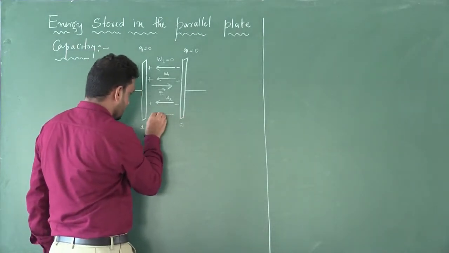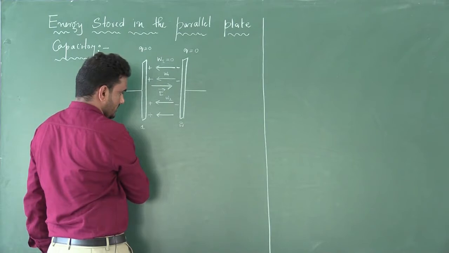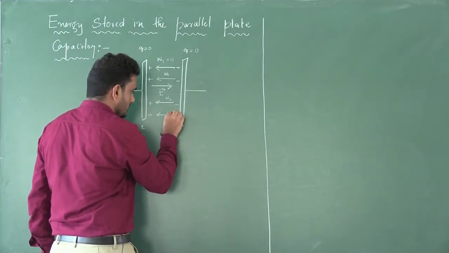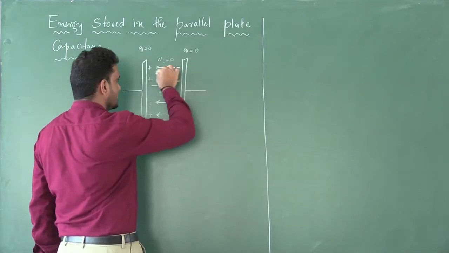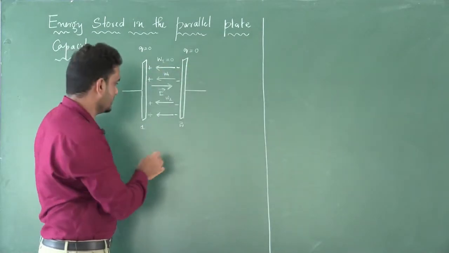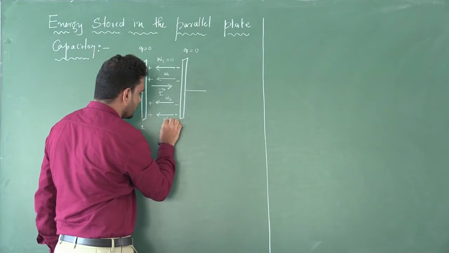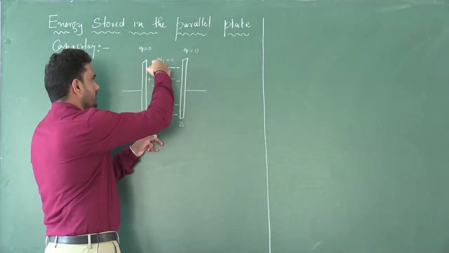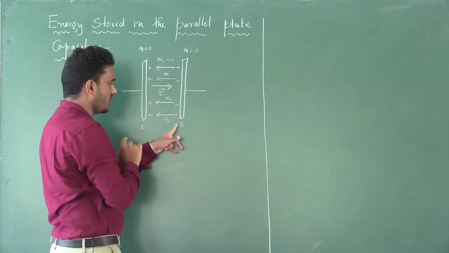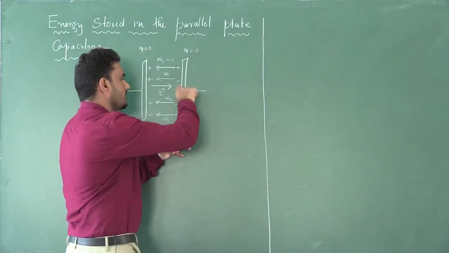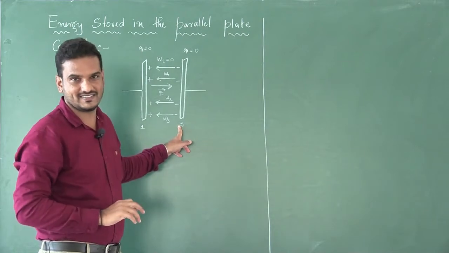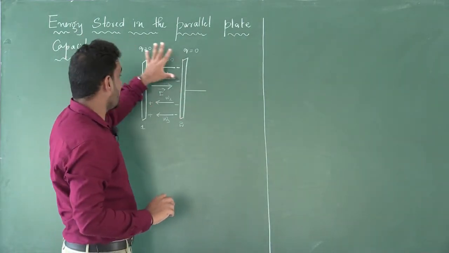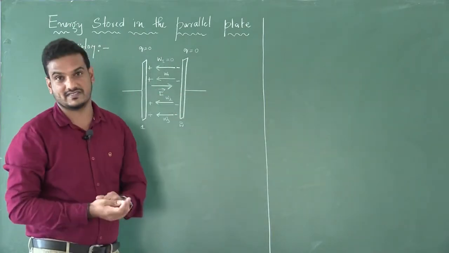Further, I'll transfer a positive charge from plate 2 to plate 1. So it is further negatively charged, further positively charged. We shall give this the name W3. So here plate 1 is completely positively charged, whereas plate 2 is completely negatively charged. So in this way I can charge the capacitor.